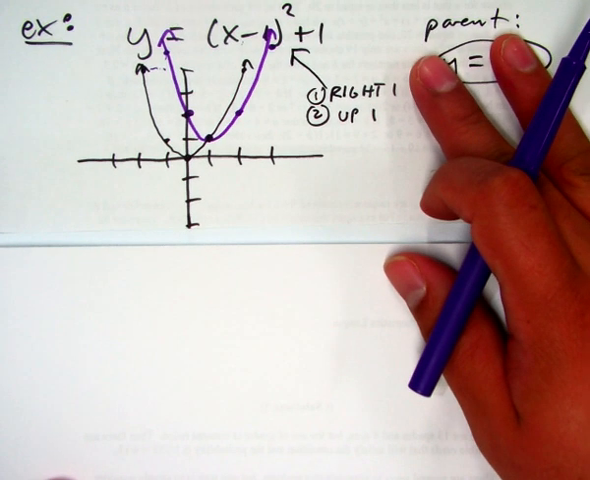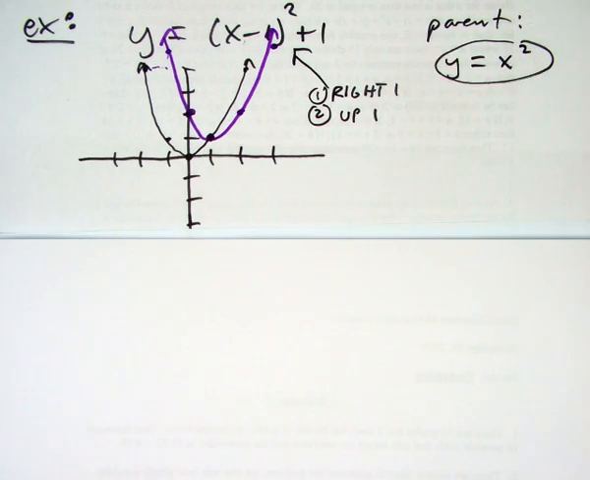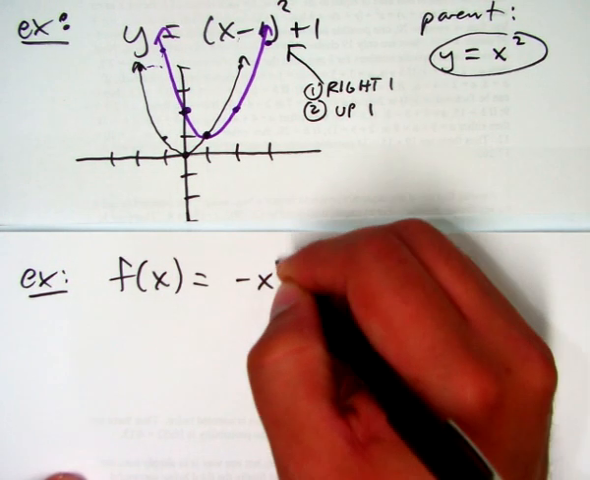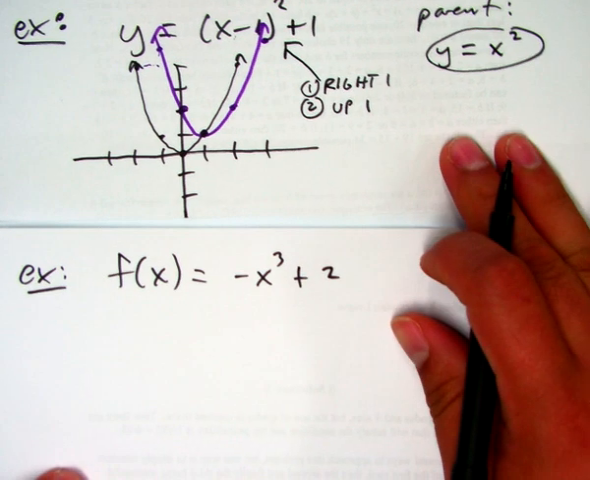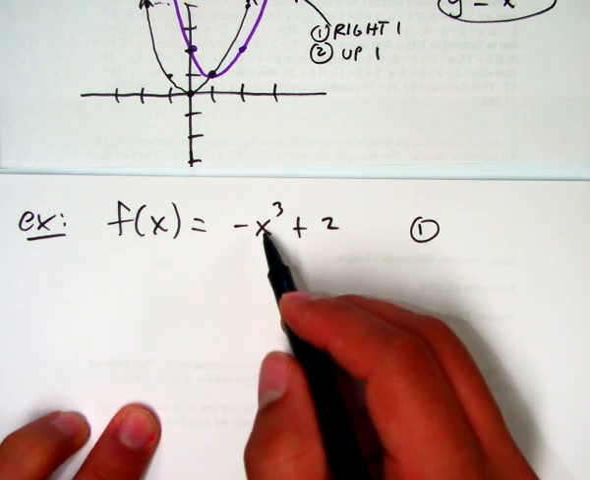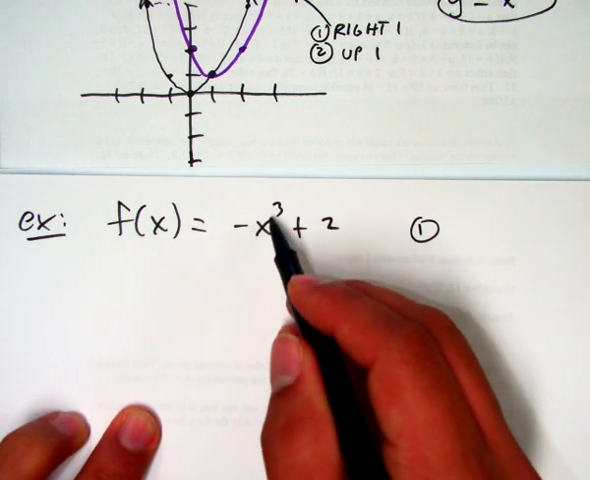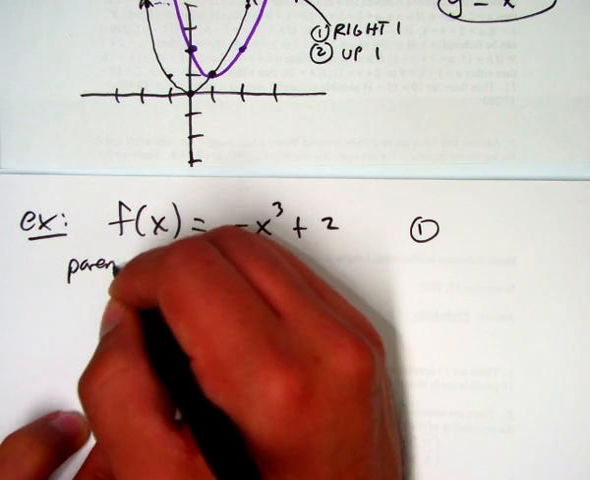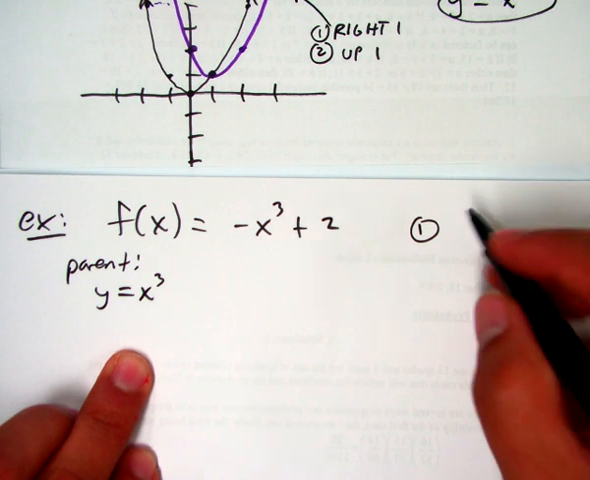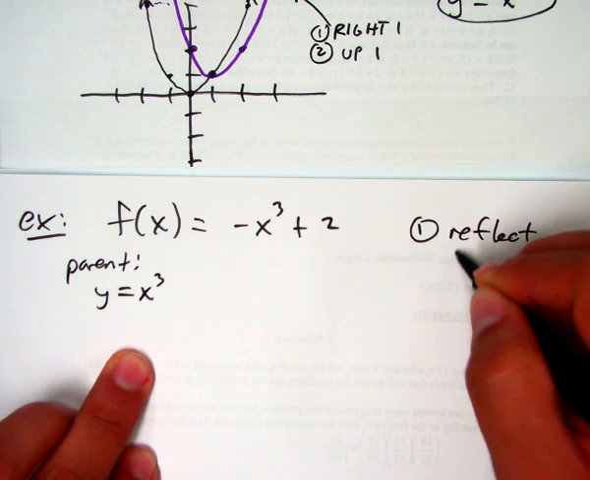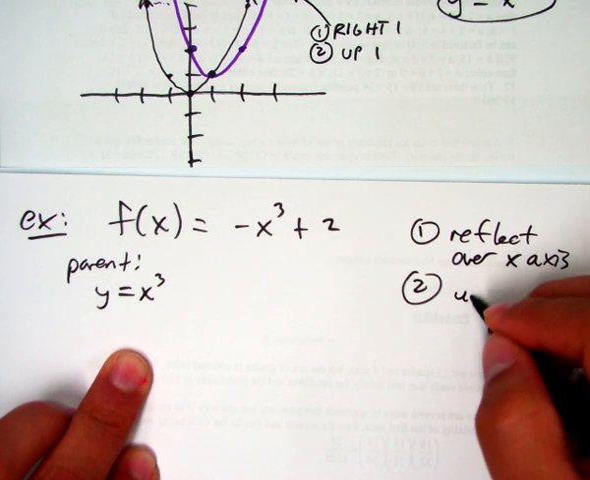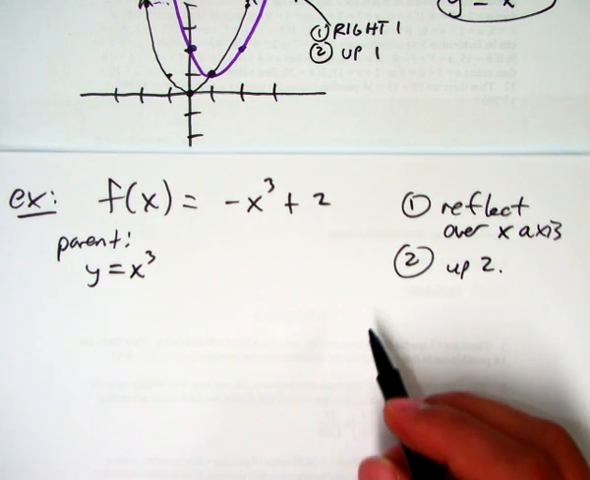Okay. Let's try one more by recognition. Let's say we have f of x equals negative x cubed plus 2. Okay, so first I'm looking for left or right movement. I don't see any of that because there's no adding or subtracting within the cube, because that's the parent function. Parent function is y equals x cubed. But I see that there's a minus in front, so that means a reflection over the x-axis. And I see this 2 at the end, which means up 2. So these are the 2 steps I'm going to do.